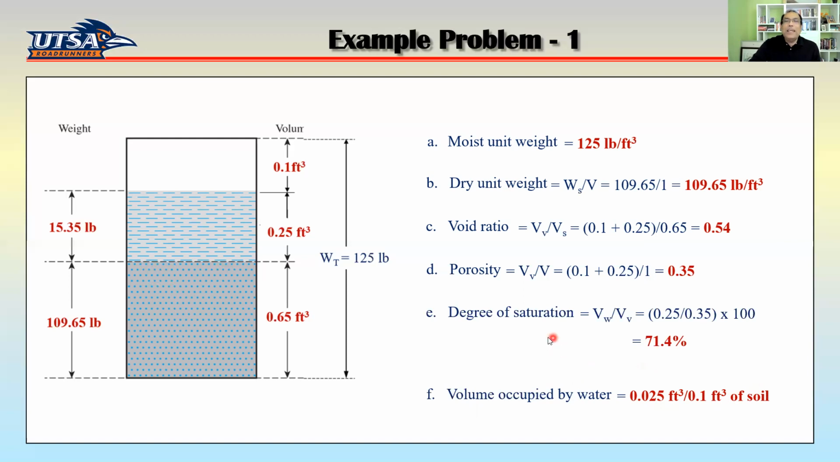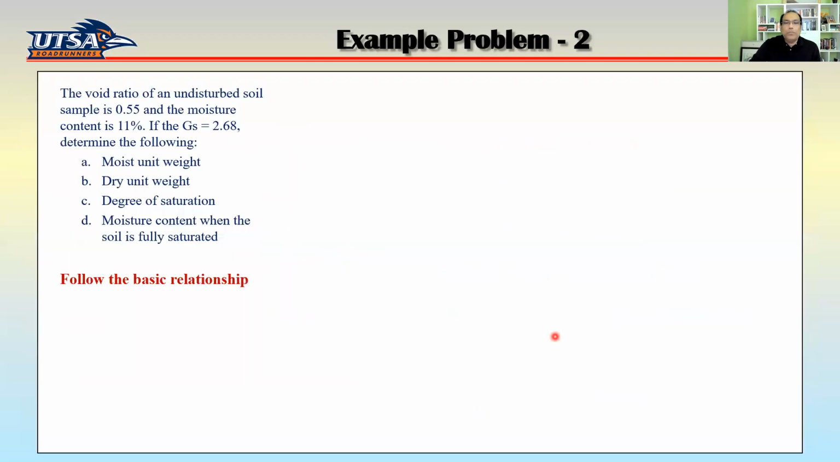So that's the way we do this kind of problem when the unit weight is given. Now let's see example problem 2, when your void ratio is given. Here you can see the void ratio of an undisturbed soil sample is 0.55 and the moisture content is 11%. If the GS is 2.68, determine the following: moist unit weight, dry unit weight, degree of saturation, and moisture content when the soil is fully saturated.